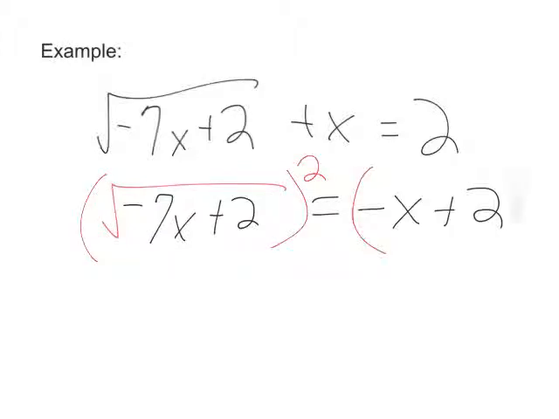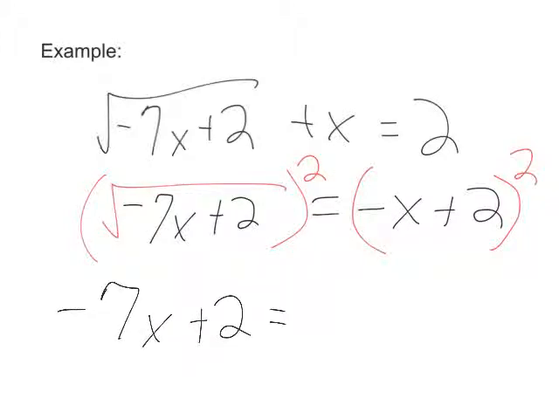Now I want you to pay attention to what's going to happen over here on the right-hand side when I square this, okay? But over here we already know what's going to happen, right? Same thing that happened in the previous problem. This square and this root basically just cancel each other out. And so what we're left with is whatever's underneath, negative 7x plus 2.